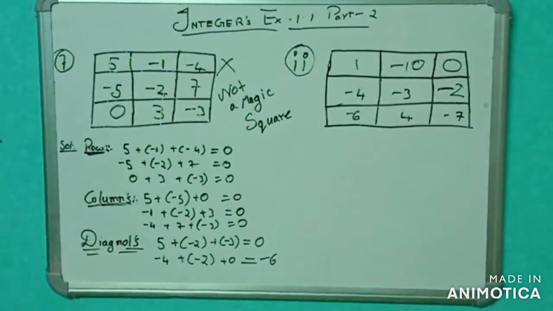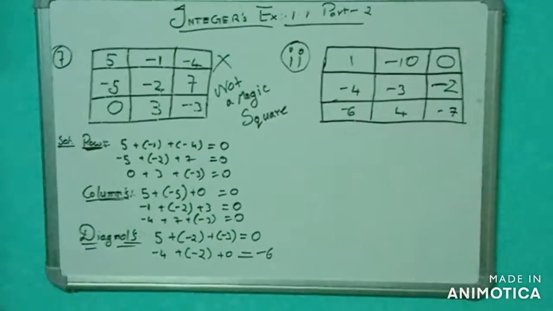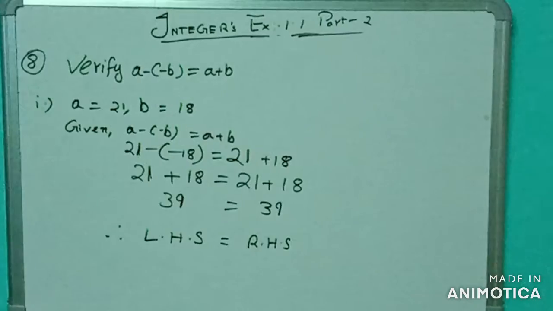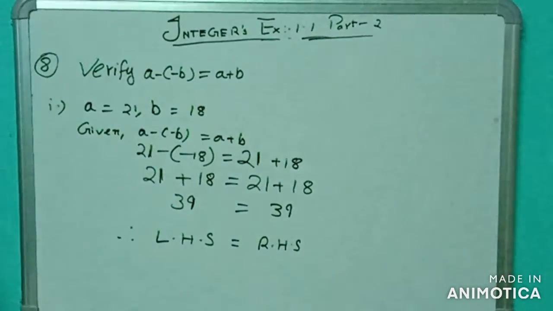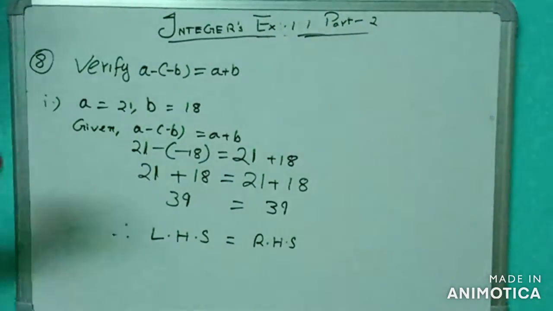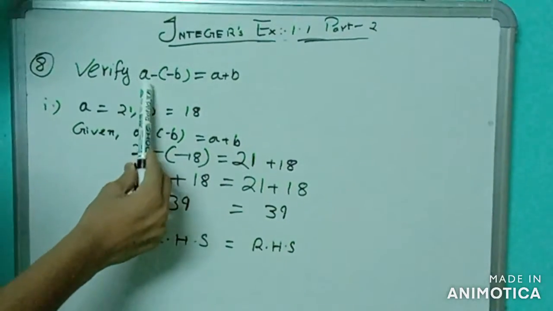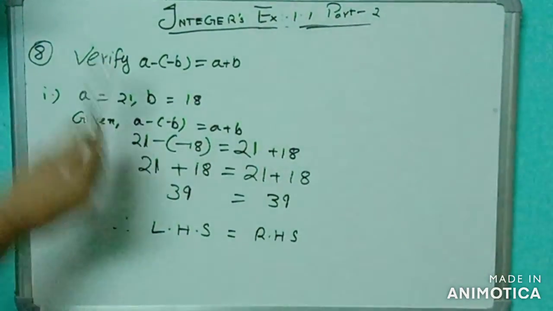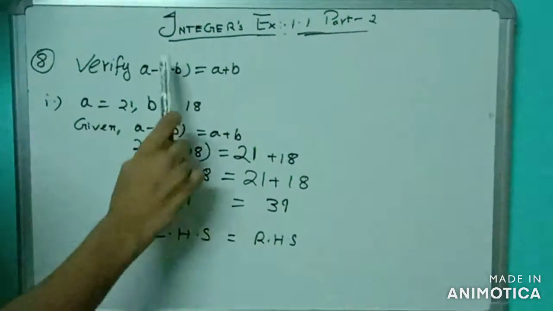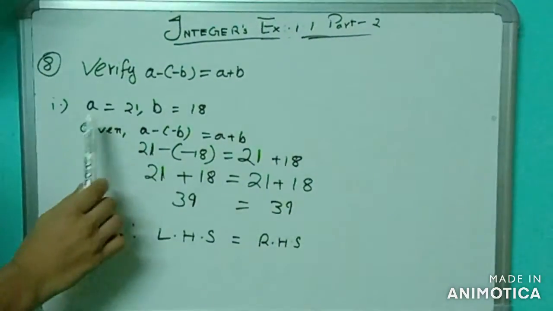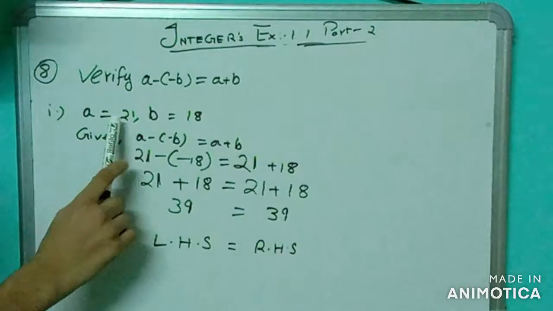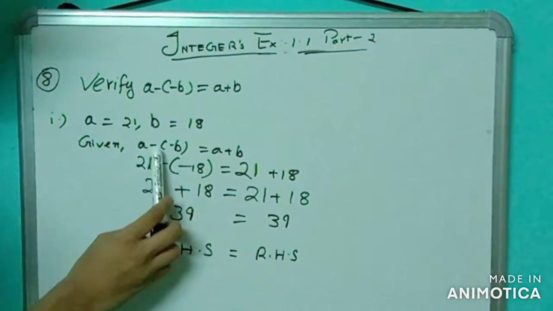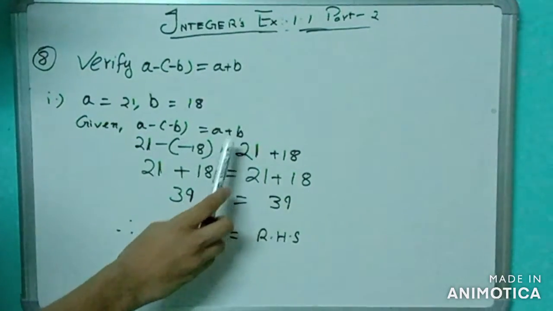Now we will see the 8th question. Okay, we have completed the 7th question, right? Now we will get into the 8th question. The 8th question is: verify a minus of minus b is equal to a plus b. They have given the a value and the b value. We have to do just one thing, that is, substitute these values. So a minus of minus b is equal to a plus b.